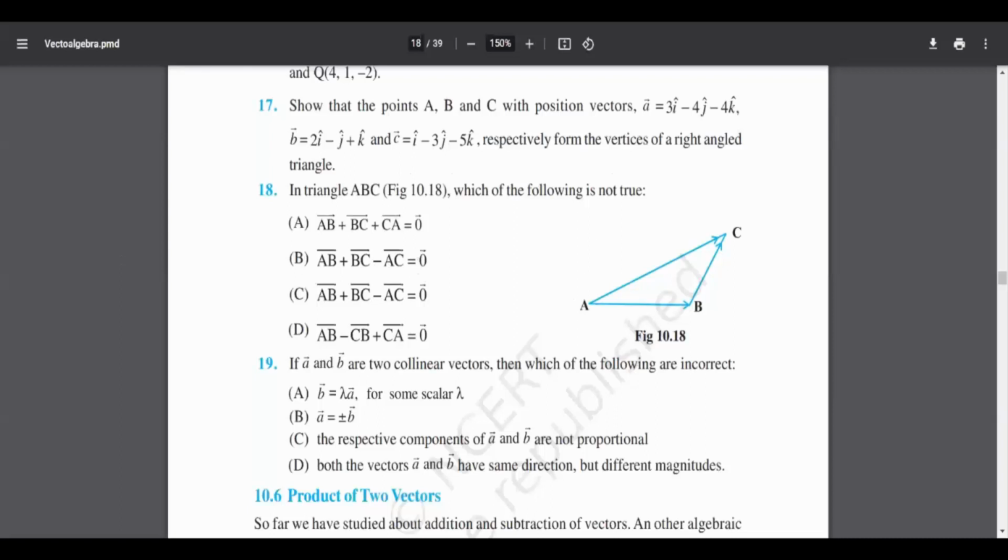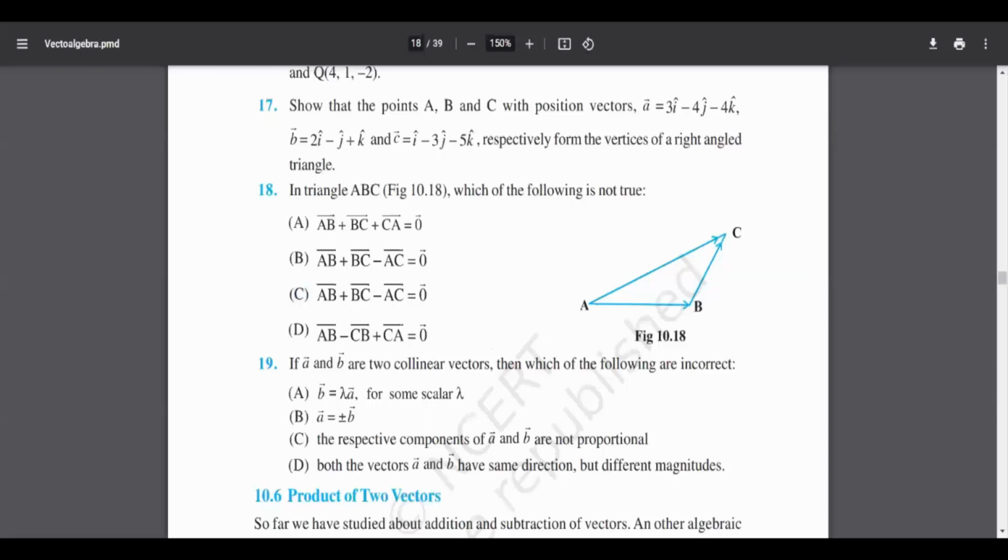Option C: AB plus BC minus AC. AB plus BC plus CA is 0, but AB plus BC minus AC will not be 0. So option C is incorrect. If we move across a triangle in a given direction, that is AB plus BC plus CA, we get 0. This is called the triangle addition rule. So option C is incorrect.